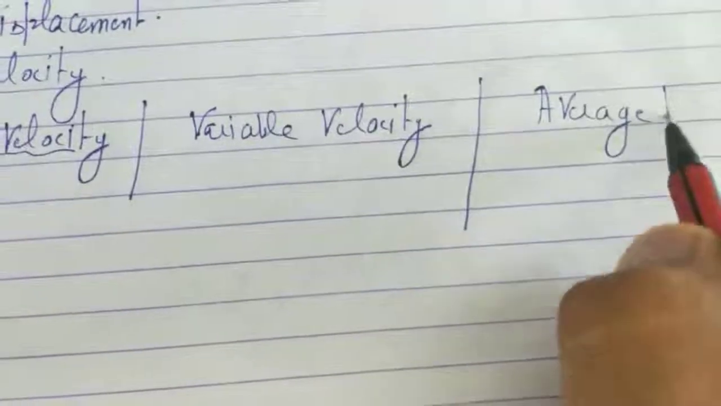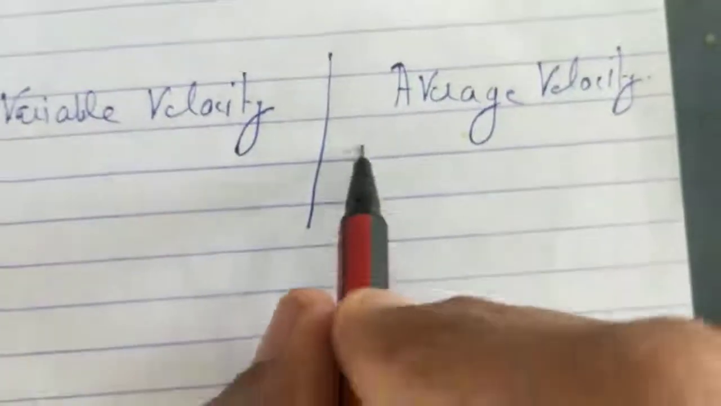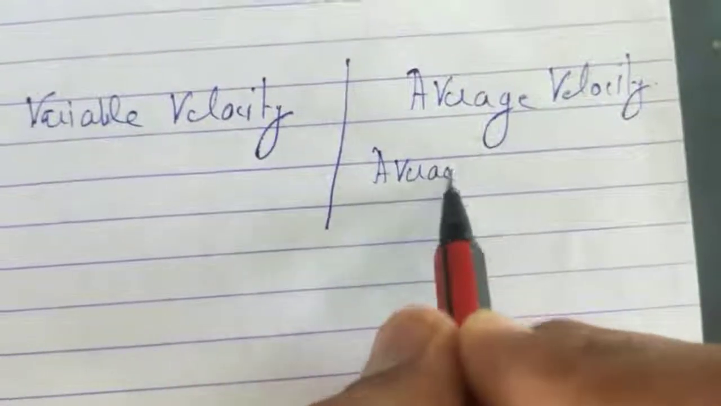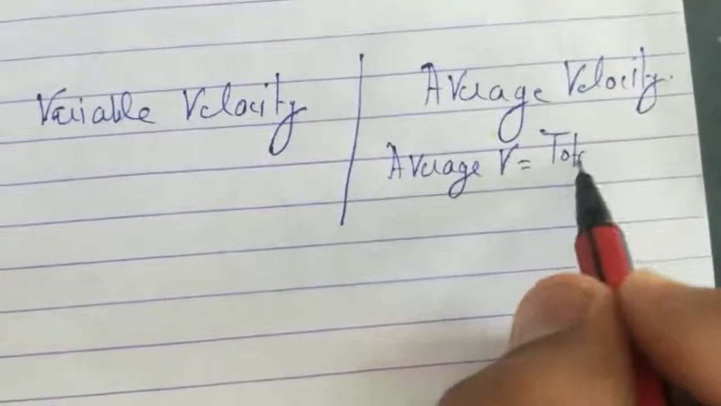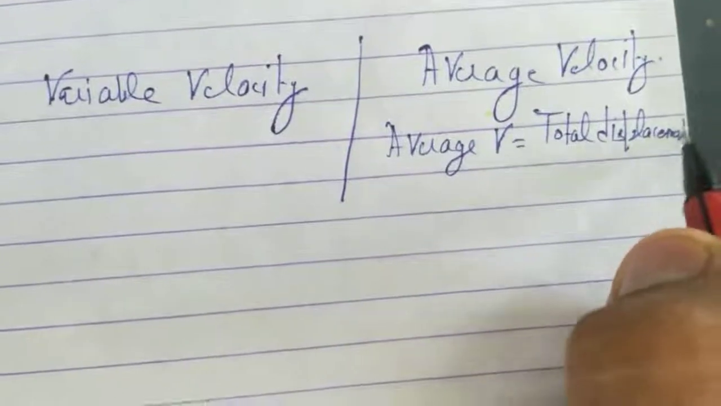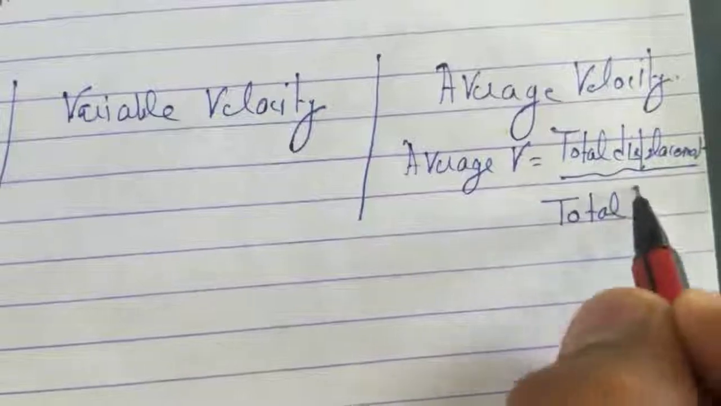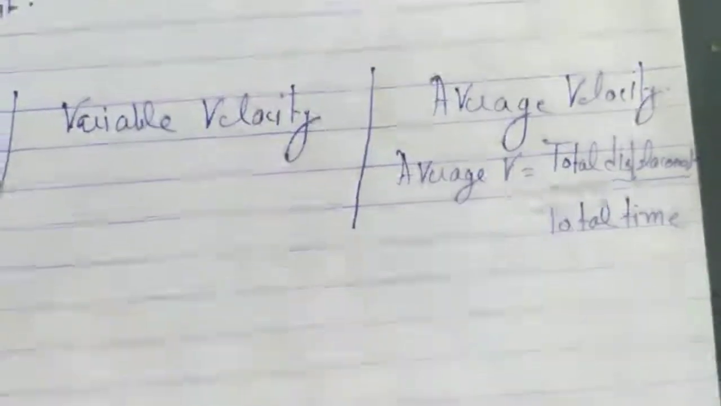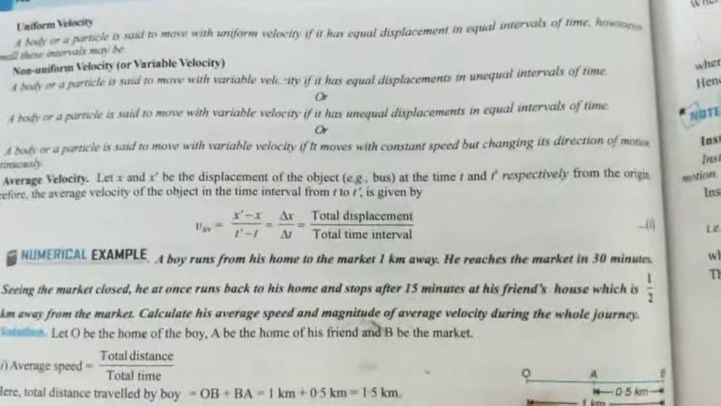So what is the average velocity? Average velocity is total displacement upon total time. So average velocity is total displacement upon total time. Like this. So you have to do this numerical on your own.